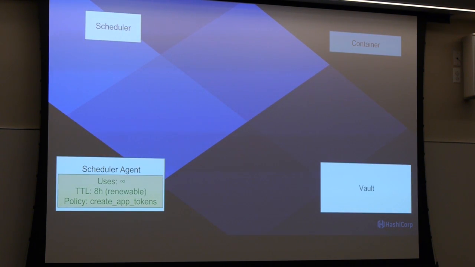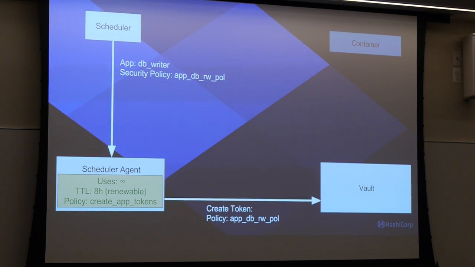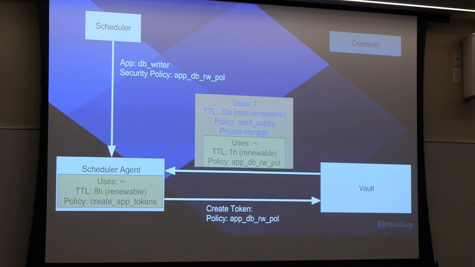So I'm going to walk through an example workflow here. We have a scheduler, and the scheduler says, here's a new job, and the job is a DB writer. The security policy attached to it is appdb rw policy. The scheduler agent has unlimited uses, and it has renewable TTL, so it can keep going as long as it wants. And it has a policy that says I'm allowed to create app tokens. So it goes to Vault and says, I'm going to use my policy to create app tokens, and the token that I want is an app token that has appdb rw pol attached.